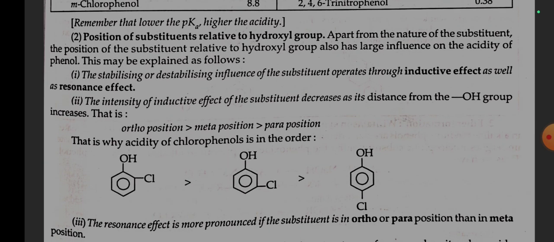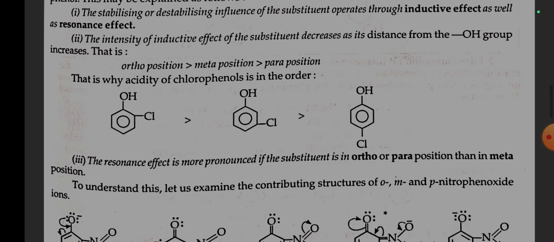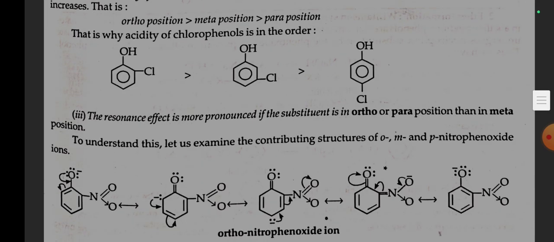Number 2. Position of substituents relative to hydroxyl groups. Apart from the nature of the substituent, the position of the substituent relative to the hydroxyl group also has a large influence on the acidity of phenol. This may be explained as follows. Number 1. The stabilizing or destabilizing influence of the substituent operates through inductive effect as well as resonance effect. Number 2. The intensity of inductive effect of the substituent decreases as its distance from the OH group increases, that is ortho position greater than meta position greater than para position. That is why acidity of chlorophenols is in the order.